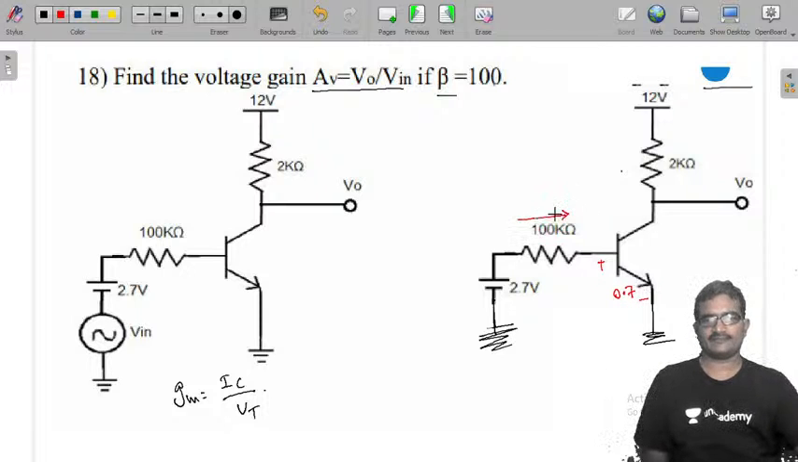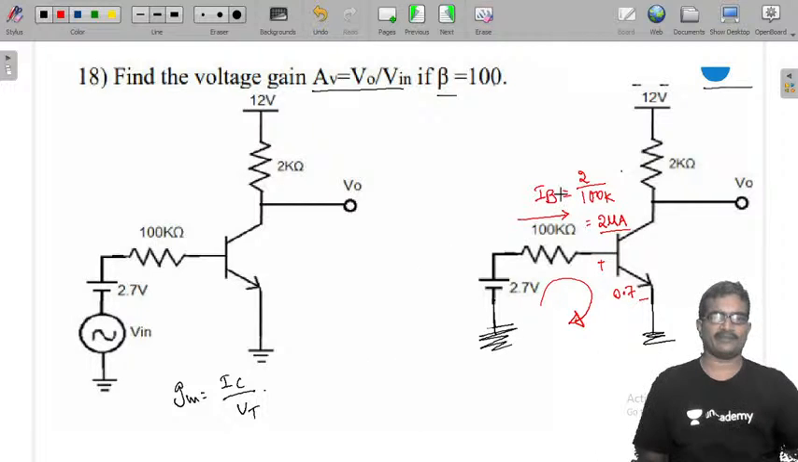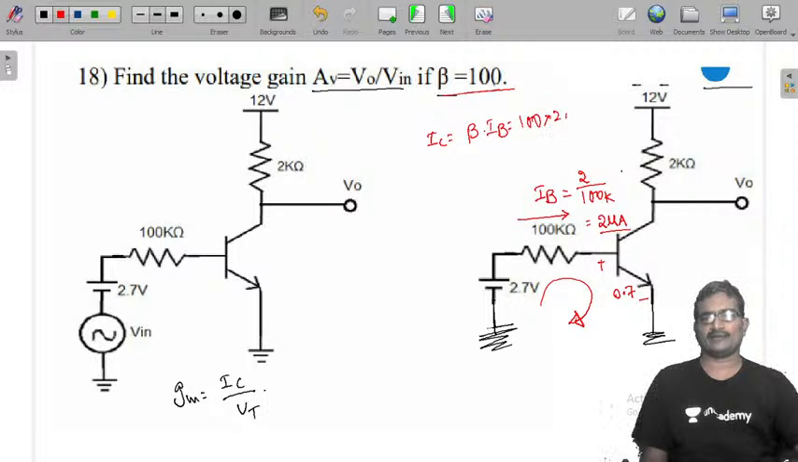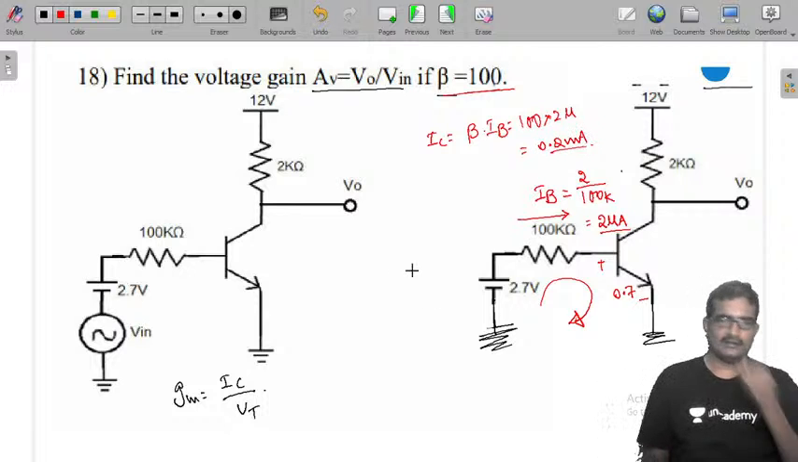This is the IB current. By applying KVL to this input loop, we can get IB is 2 by 100k, that is 2 microamperes. Okay, so once it is 2 microamperes, they given beta value 100. Now IC is beta times IB. 100 into 2 micro, it is 0.2 milliamperes. Okay, now get the voltage gain.